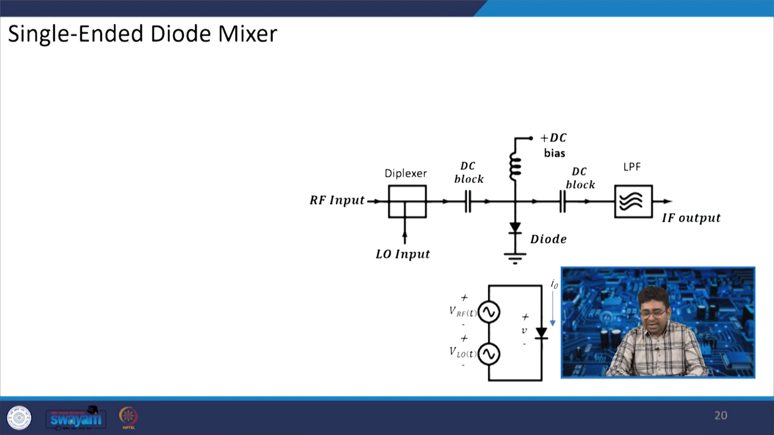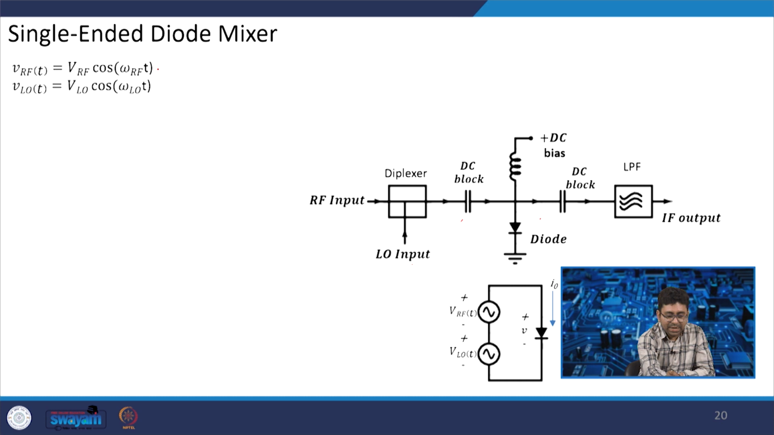This is a single ended diode based mixer. A diplexer is used to combine the RF input and LO input. This is a DC block to block the DC. This diode is in the region where we can consider it a square law device. So, v_RF(t) is given by V_RF cos omega_RF t, and v_LO(t) is V_LO cos omega_LO t.